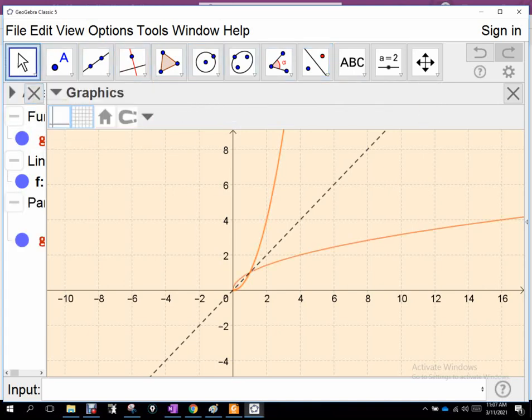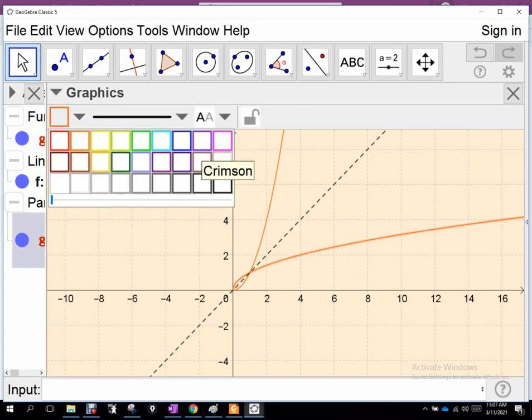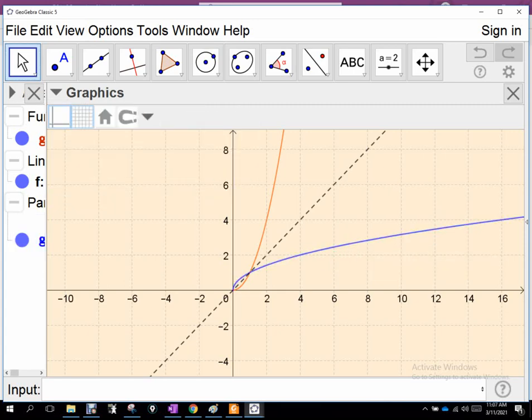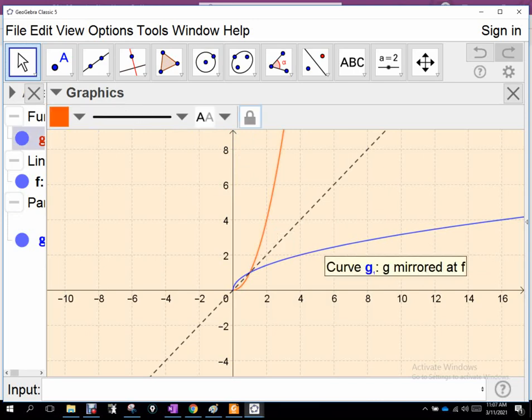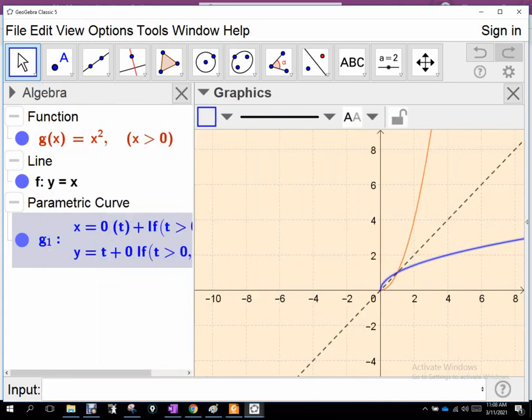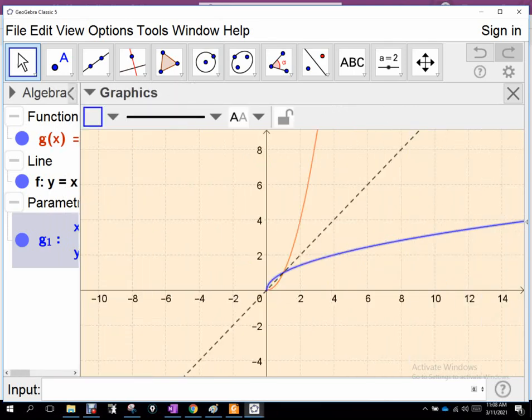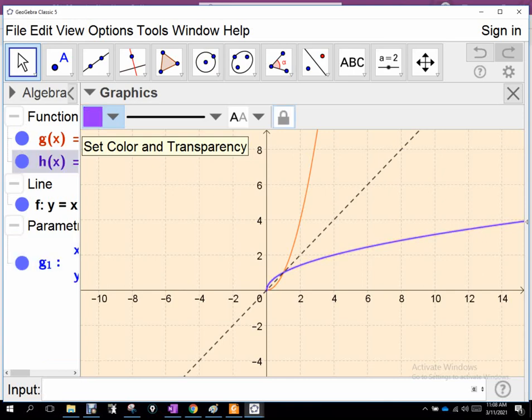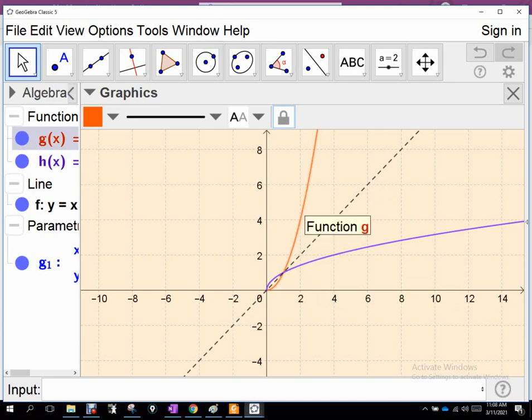Let me change the color of it. So the orange one was x squared. It generates this blue curve. Now, it shows it in GeoGebra as a parametric curve, and we don't have enough math yet to understand what that is. But if I type in square root of x, does that purple one land directly on top of the blue one? So what we're seeing here is that the purple one must be the inverse of that orange one. Orange one was x squared, purple one was square root of x. They must undo each other.